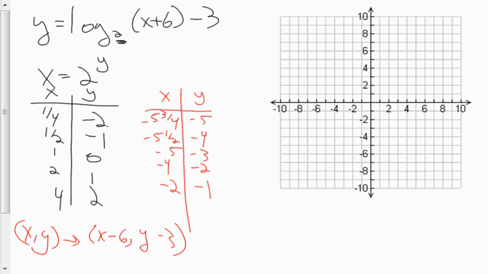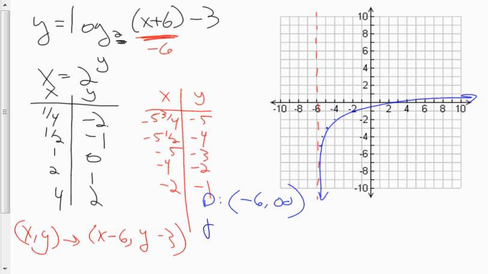So here, again, the asymptote started at 0, but we are going left 6. So x equals -6 is going to be the asymptote. Now we can plot our points. It should be something like here, here, here, here, here. So the domain here would be -6 to infinity, and the range would be all real numbers.